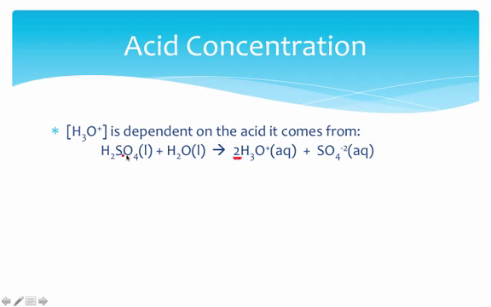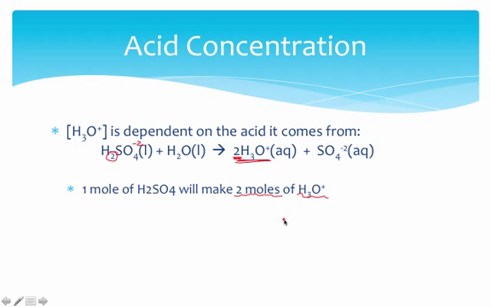Because the SO4 has a -2 charge, we need 2 hydrogen ions to balance it out. As a result, when this goes into solution, we get 2 H3O pluses for every 1 mole of this we start with. So we can say that 1 mole of H2SO4 will put 2 moles of hydronium ions into solution. We're going to get more hydronium per mole of molecules that we start with.